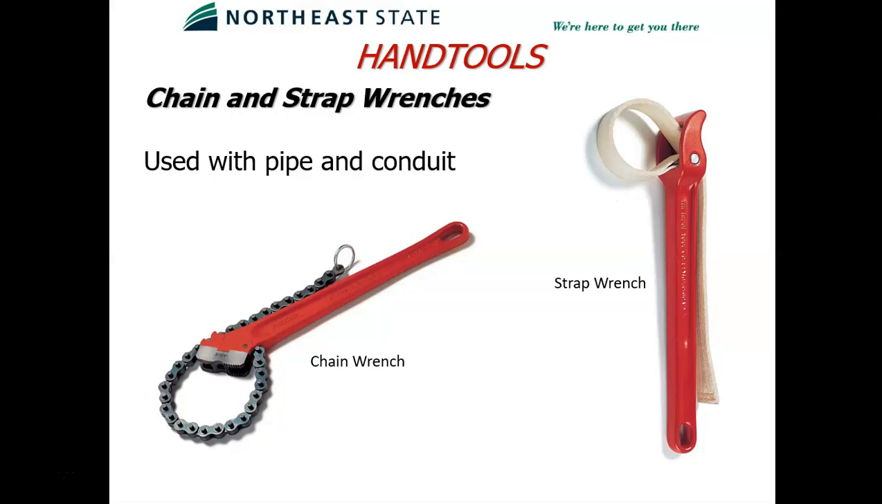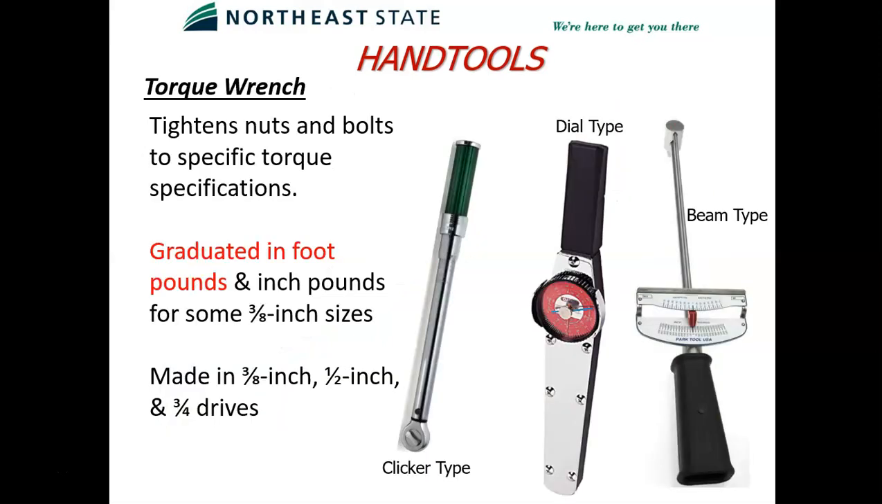Same with the strap wrench. You have the strap that goes around your pipe or your conduit, tightens up as you rotate it, and it grips onto the pipe and tightens it up, and it doesn't damage.